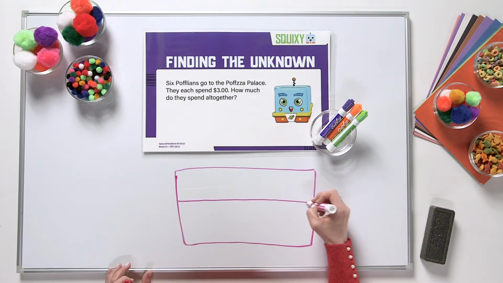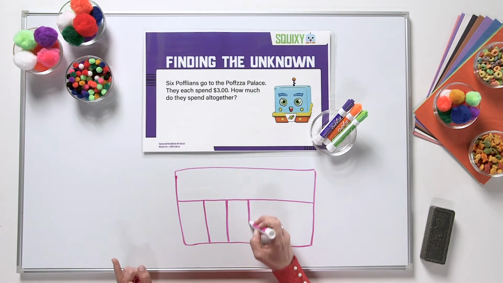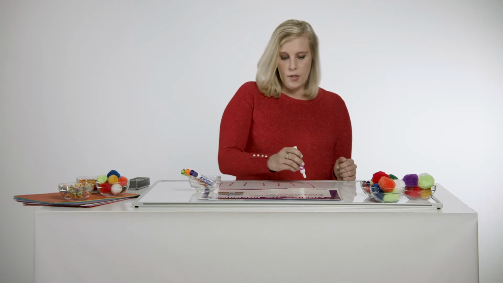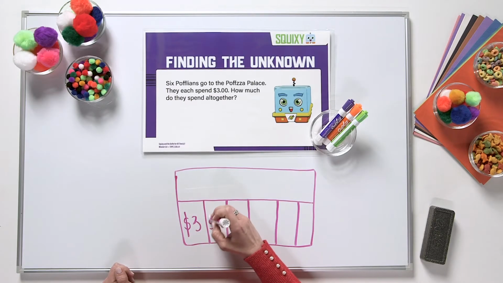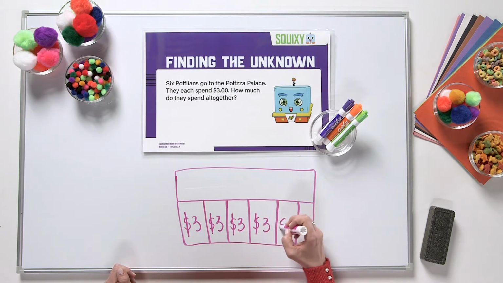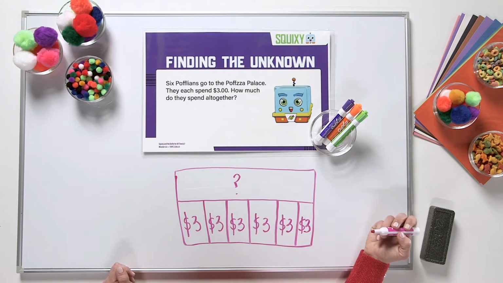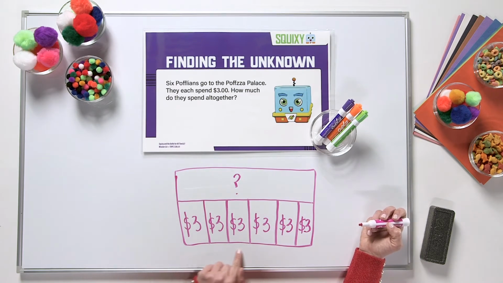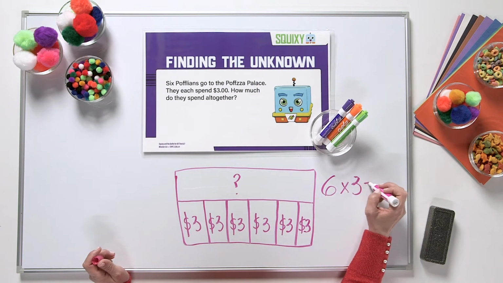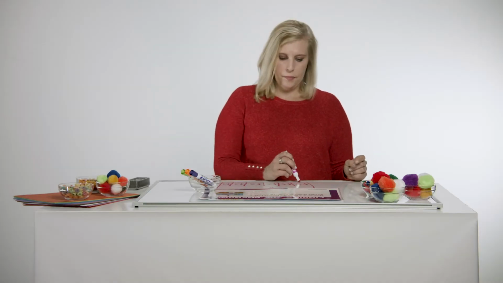The information in the problem tells us that there are 6 Pofflians. And if you're following along in the book, you know all about Pofflians and their obsession with pizza. 6 Pofflians each spend $3. We don't know the total amount that they spent, so that will be represented with a question mark. 6 groups of 3 can be represented using multiplication like this. I can also use repeated addition to explain my thinking.